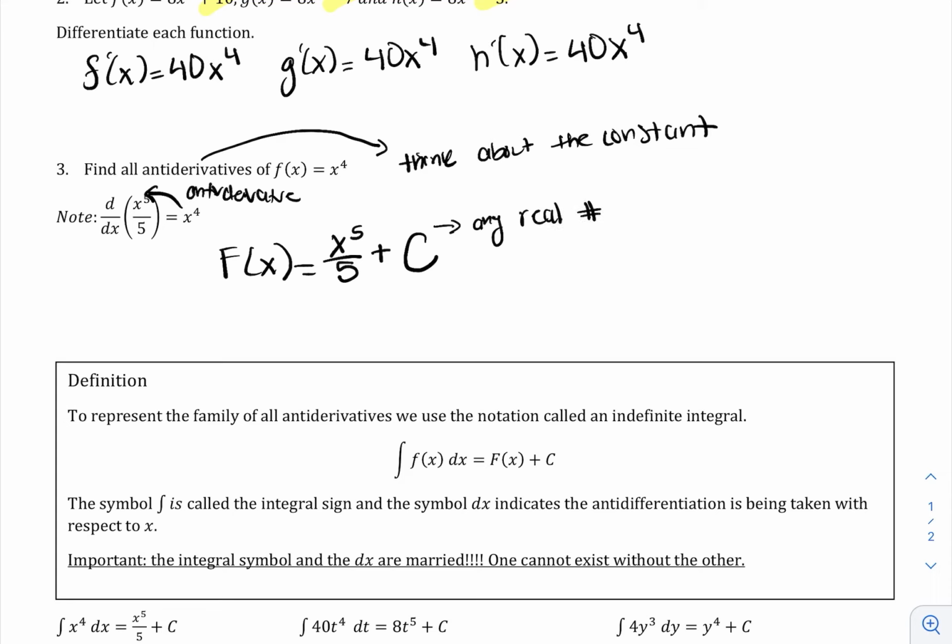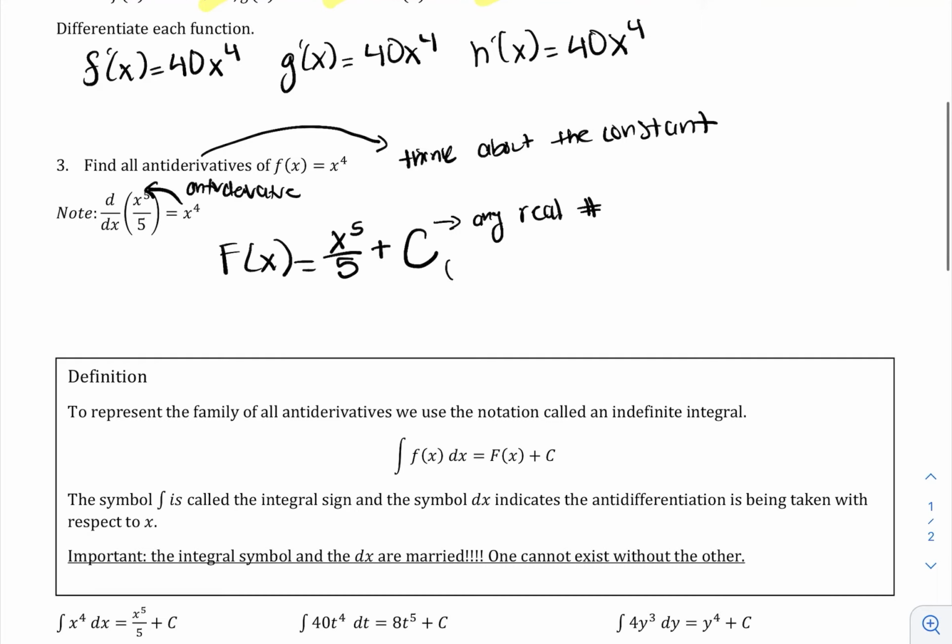Now, you can use any letter to represent the constant, but normally you use capital C for constant. Another common one is the letter k. But again, it's just to represent a real number. How do you check that? When we take the derivative of f of x, we get 5x to the fourth over 5 plus 0, and this is x to the fourth. So it works. This is the antiderivative of x to the fourth.